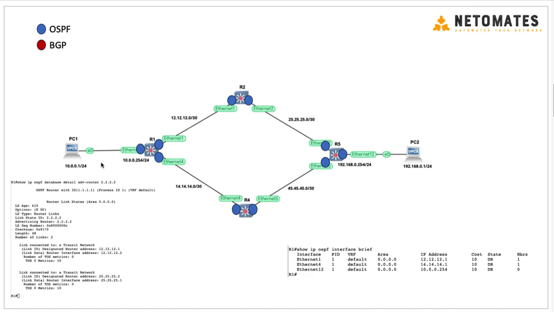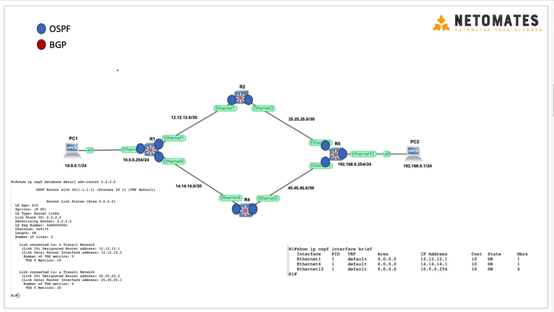In this topology, we have two PCs. One is in the 10.0.0 network and another one is in the 192.168 network. In between R1 and R5 we have R2 and R4. Currently we are enabling OSPF on all the router interfaces, so that R1 will learn about the 192 network, and in the same way R5 will also learn about the 10 network. Let's look at how R1 will know about the 192.168 network.